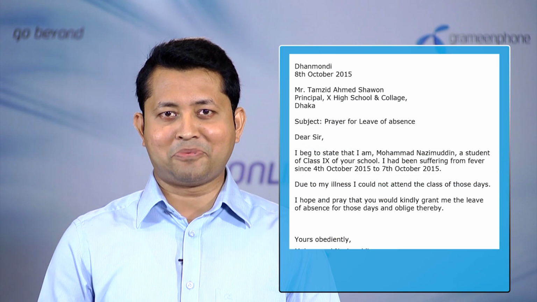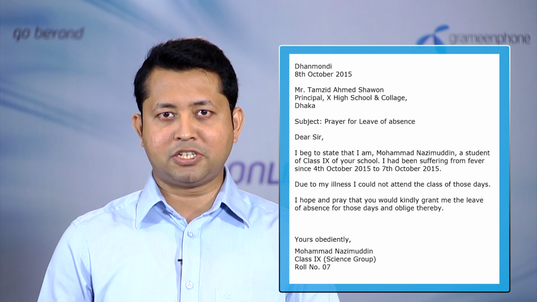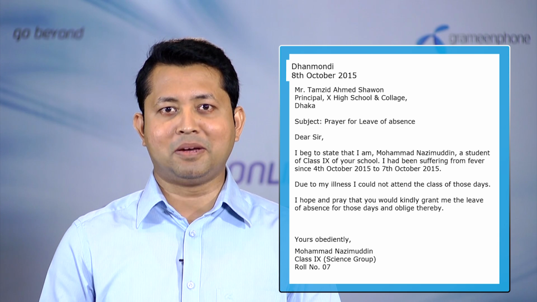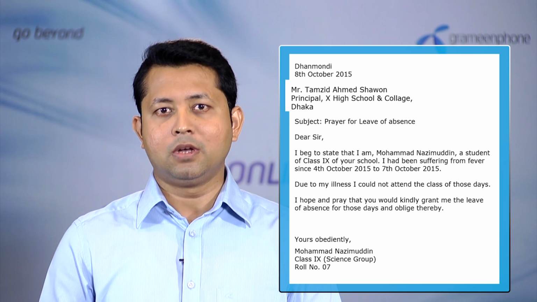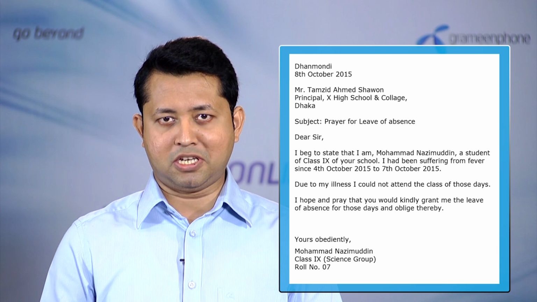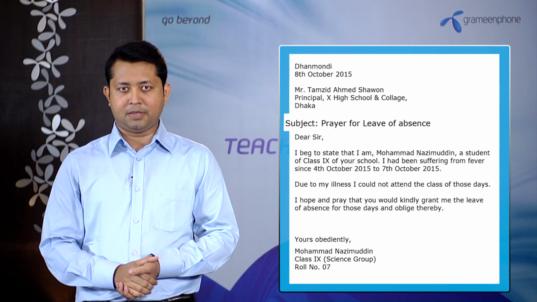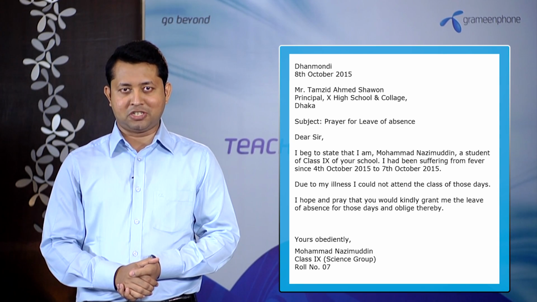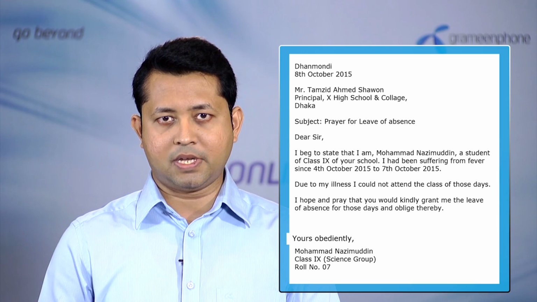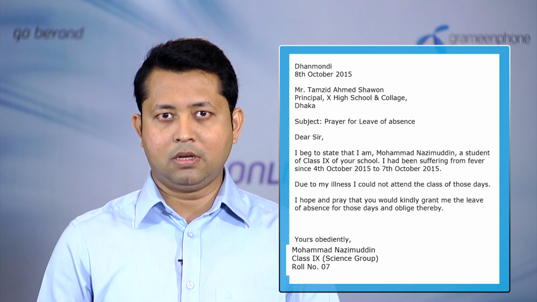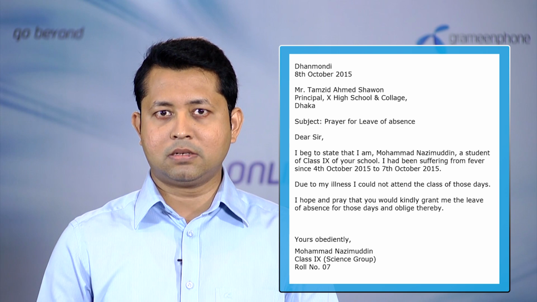Now, my dear students, I am going to talk about informal letter. Informal letter contains 7 different components. Number 1, date. Number 2, recipient's name and designation and address. Number 3, subject. Number 4, salutation. Number 5, the body. Number 6, subscription. And number 7, applicant's name and signature.